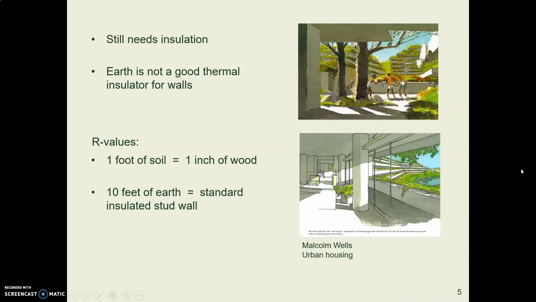Be aware that earth-sheltered design does need insulation, and we have a question about this in our worksheet. It does need insulation. Earth is not a good insulator. I give you some R values here, for example. A whole foot of earth has the same R value as only 1 inch of wood. It's not a good insulator. You still need insulation in your building.